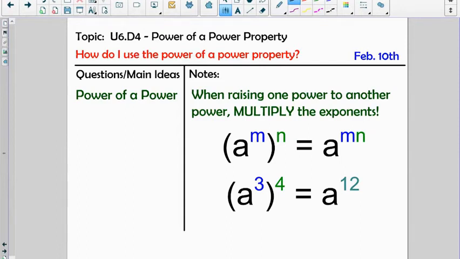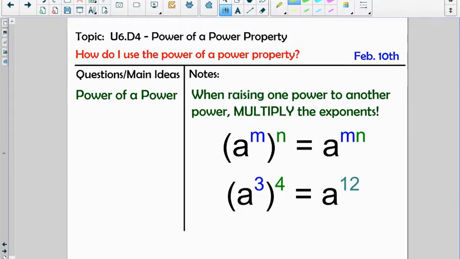Welcome back. We are taking a look at our day 4 topic, which is on power of a power property. Our essential question today says, how do I use the power of a power property? And we're going to use it to simplify expressions with exponents. So what is it? Power of a power. When raising one power to another power, we multiply the exponents.